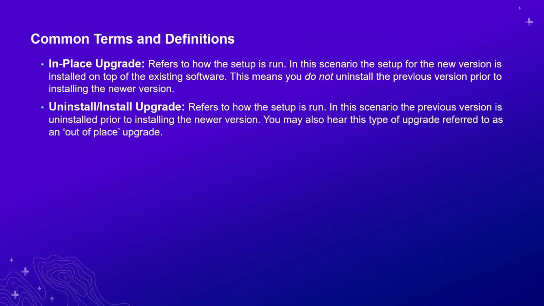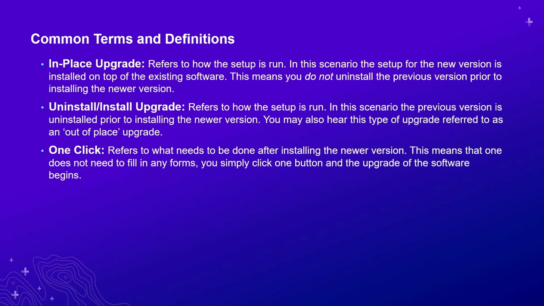So some common definitions. When we refer to an in-place upgrade, this is how the setup is run. In this scenario, the setup for the new version is installed on top of the existing software. So this means you don't need to uninstall the previous version prior to installing the new version. We then also have an uninstall and install upgrade, and this also refers to how the setup is run. However, in this scenario, you would first uninstall the previous version prior to installing the new version, and this also sometimes is referred to as an out-of-place upgrade.